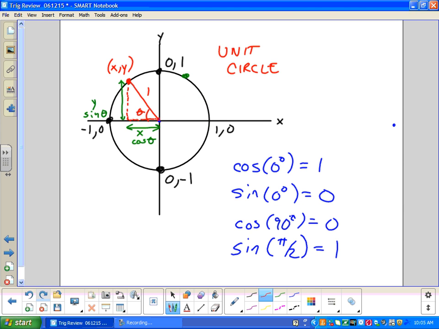We can see, just looking at 180, that cosine of 180 is negative 1, and sine of 180 is 0. And then around 270, we can see that cosine of 270 is 0, and sine of 270 is negative 1. And we should be familiar with all of these.